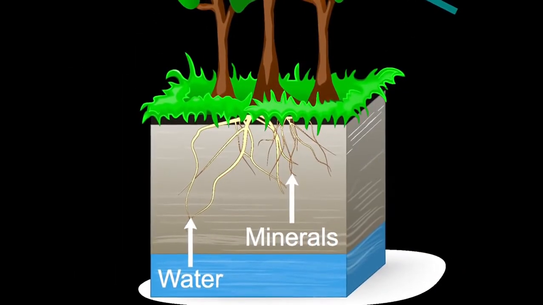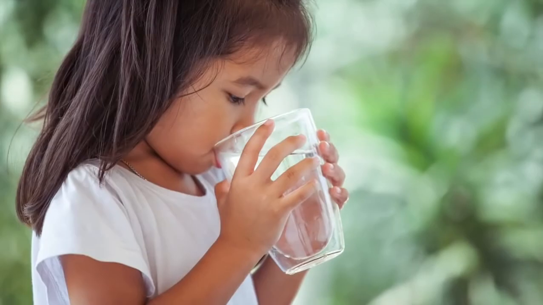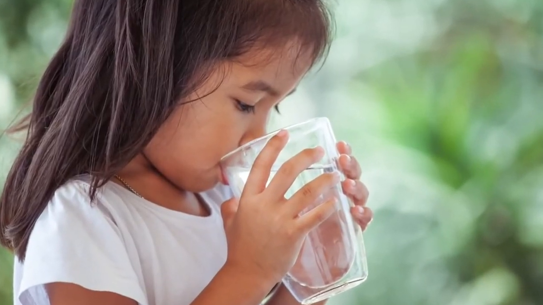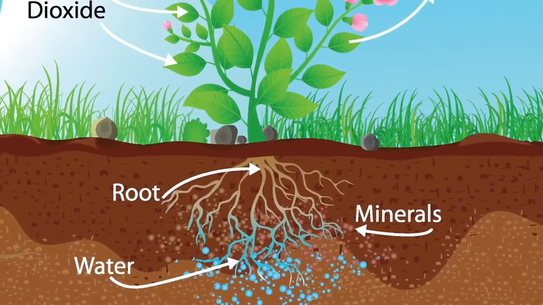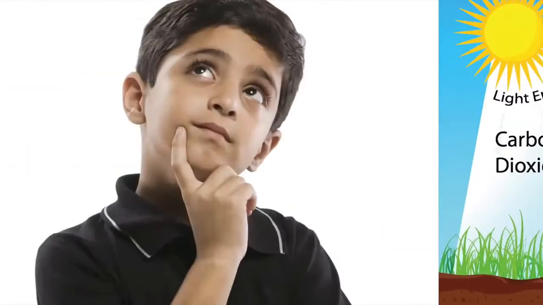Number 2, plants need water. All living things need water. You need water just like plants. The water in the soil is absorbed into the roots of the plant and travels up into the leaves of the plant. What do you think number 3 is? What is the third thing that plants need?